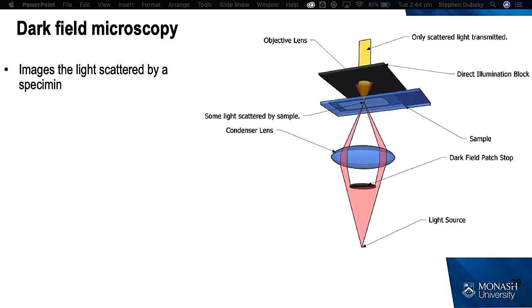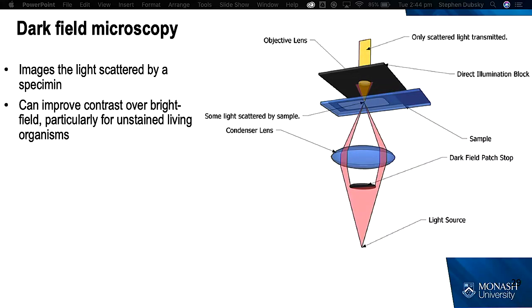You don't actually see the light that's coming through. You're not looking straight at the sun. You're seeing the light that's scattered by the sample, and that's essentially what we're doing here. We're seeing just what's scattered. And this can improve contrast over bright field because the scattering is stronger. The differential scattering between different structures gives stronger contrast than the absorption, especially if it's unstained. So the difference between the absorption of two adjacent structures will be less than the difference between the light that they scatter. And so you can get improved contrast.